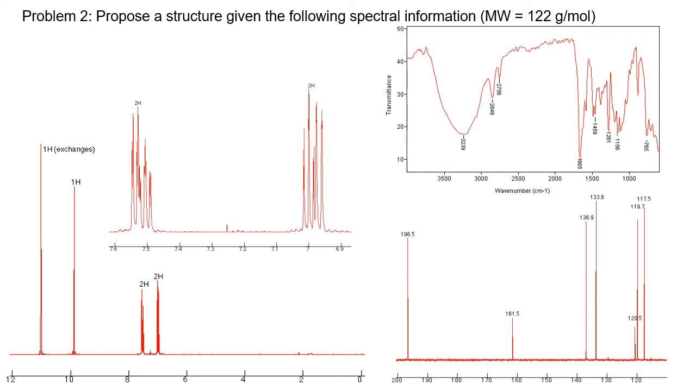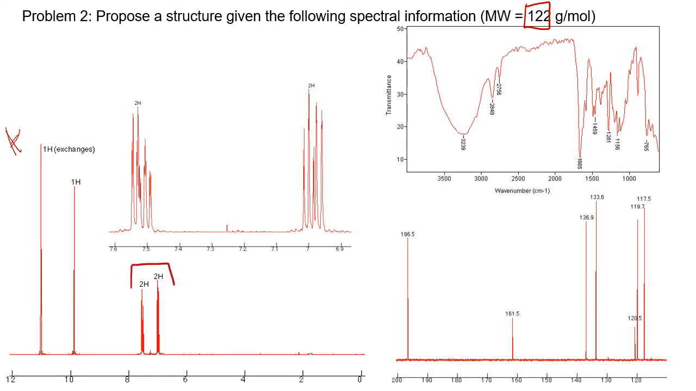All right, problem 2. Propose a structure given the following spectral information. And we're given a molecular weight, 122. Okay, so we could arrive at some possible formulas, but it may be easier to just look at some of the data we have first. So looking at the proton NMR spectrum right here, there are some things that should jump out.